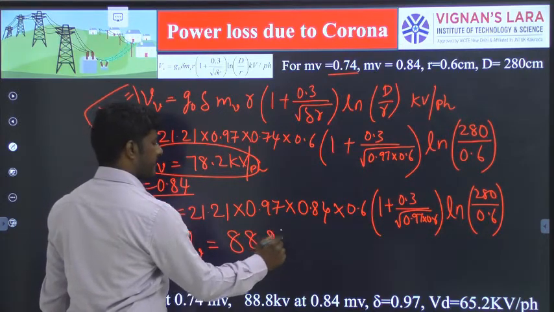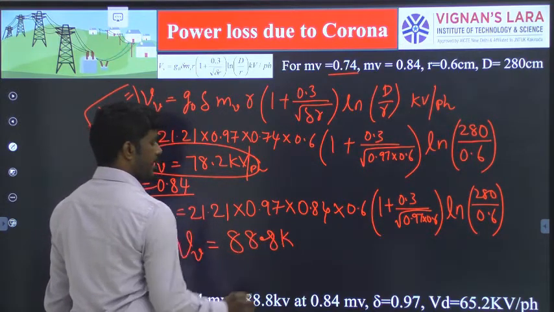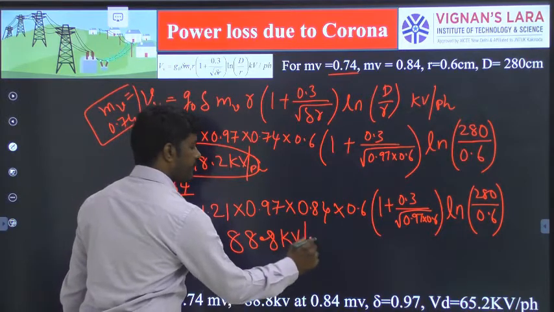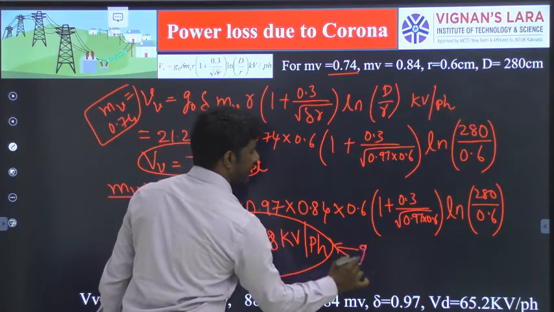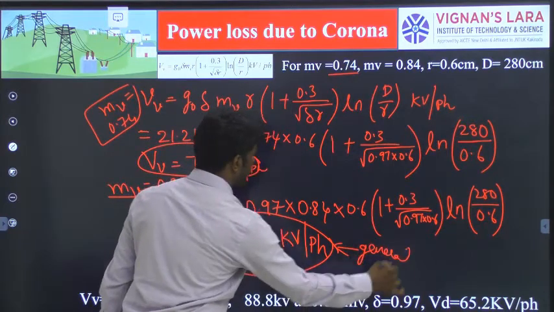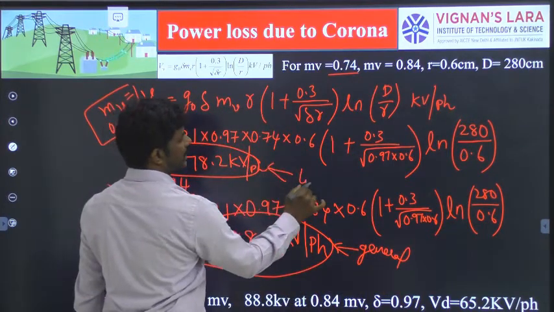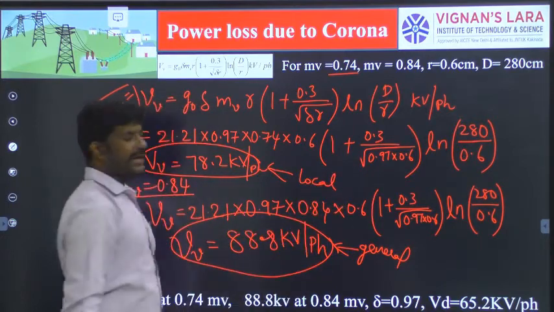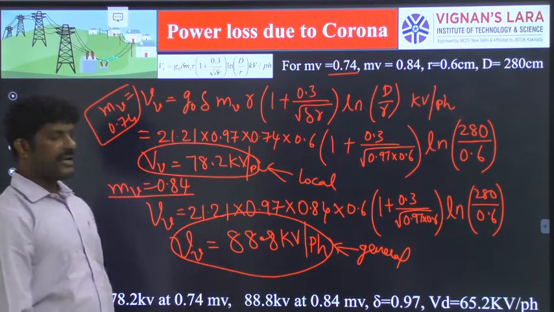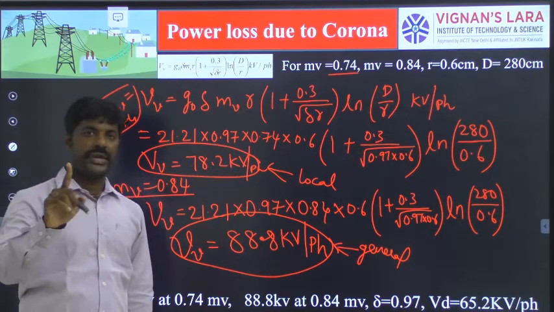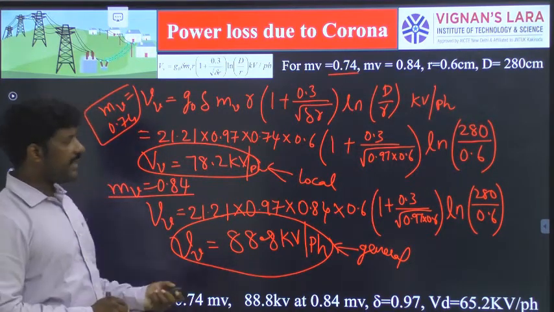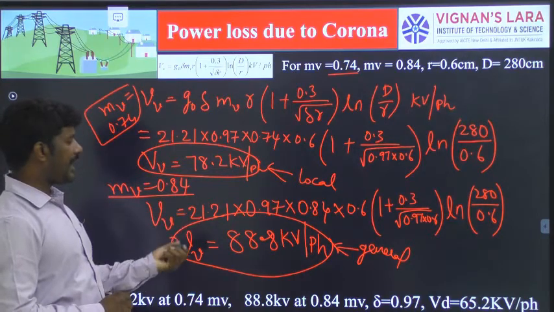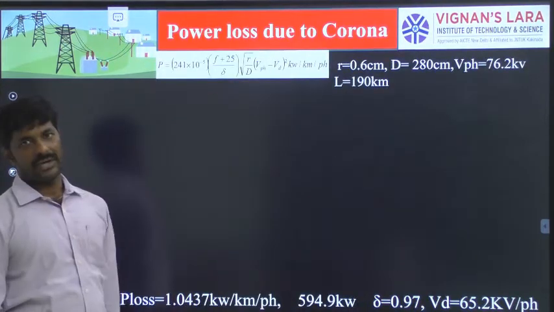You can observe that VV is 88.8 kV per phase. This is for general corona, whereas this is for local corona. And VD voltage we already got. VD value is 65.2 kV per phase. Okay, these are the three magnitudes: VD, VV for local corona and VV for general corona.